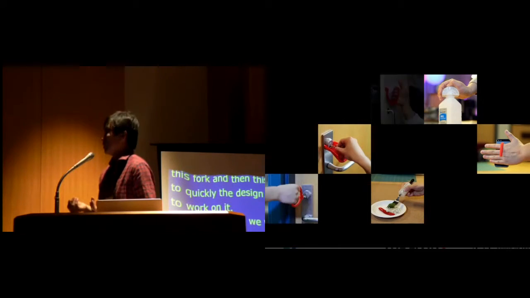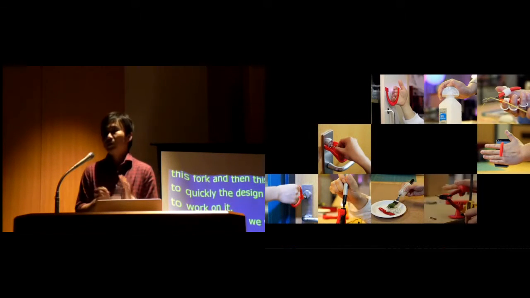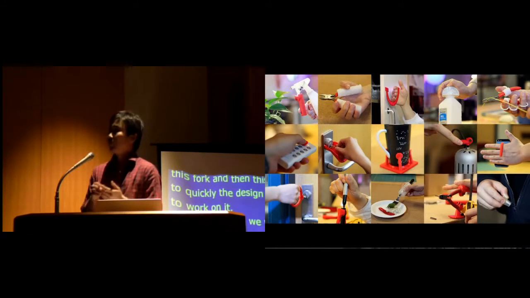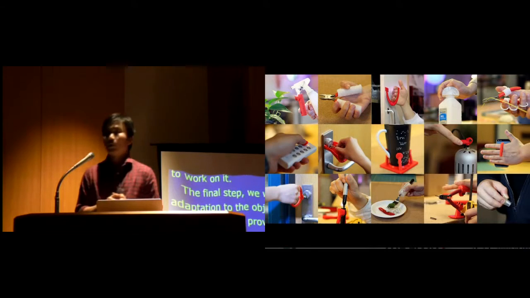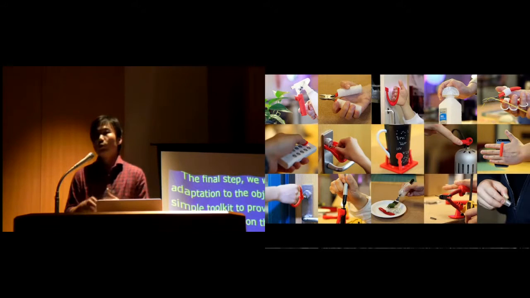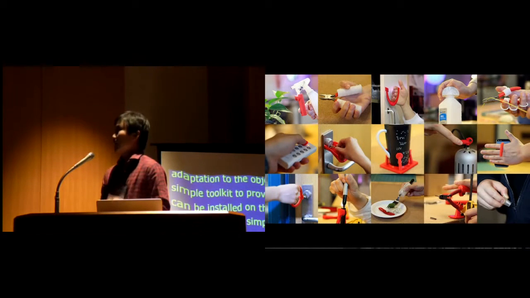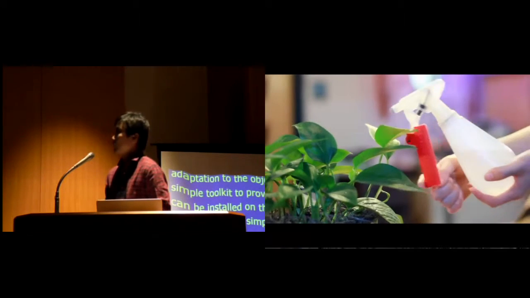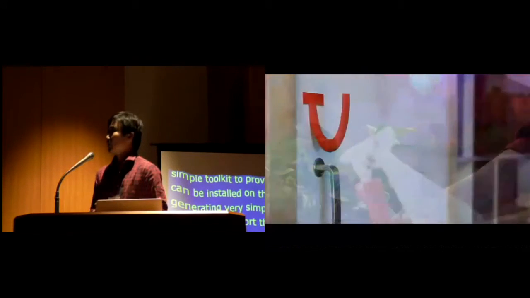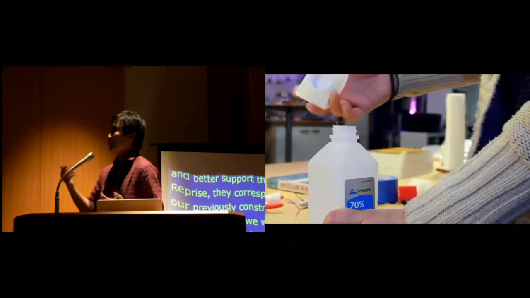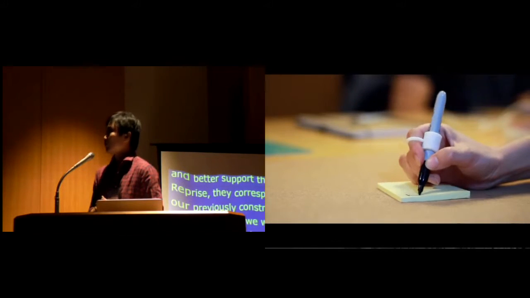To verify Reprise, we replicated 15 existing examples, each of which corresponds to a point in our previously constructed design space. So the goal is we want to see if Reprise can enable users to reproduce the existing examples that they already made in our everyday life. For example, this lever makes it easier to squeeze the spray bottle, and this handle makes it easier to open the closet, and this wrapper makes it easier to open the bottle.